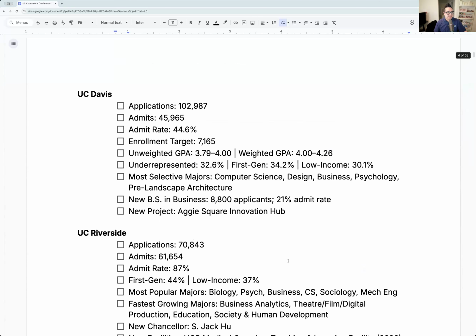Okay. Davis, 44% admit rate. Over here, their most selected majors are computer science, design, business, psychology, and pre-landscape architecture. But keep in mind, Davis does admit by college, not major. They did introduce their new bachelor's in business as well too. So that is new. So for those who may or may not know, there's only 4 UCs now with a business degree. All the other 5 have related majors, but only 4.